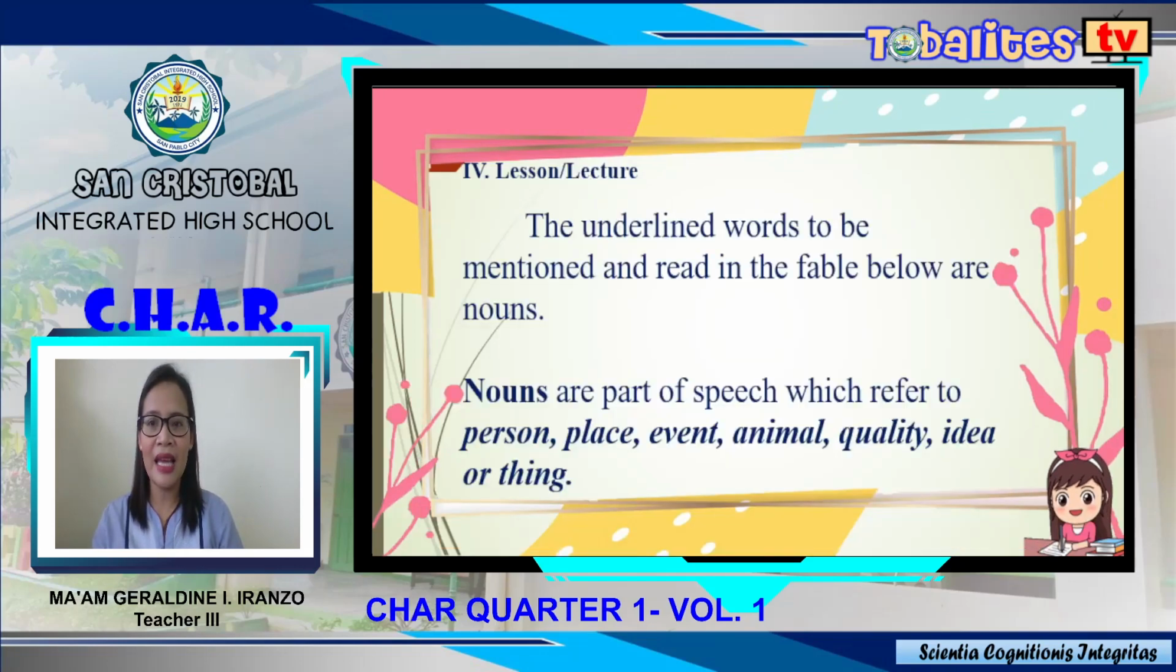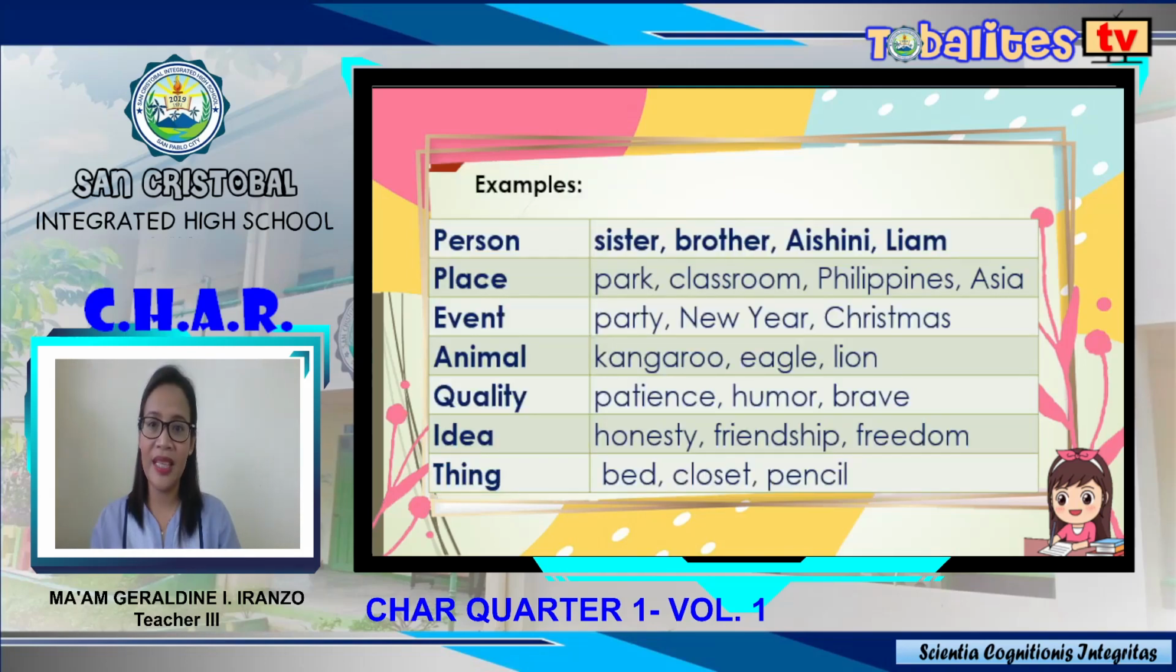Now class, do you still remember what nouns are? So let us have a recap of nouns. The underlined words to be mentioned and read in the fable below are nouns. And what are nouns again? Nouns are part of speech which refer to person, place, event, animal, quality, idea, or thing. And here are the examples of nouns. Kindly read, Tobalites.